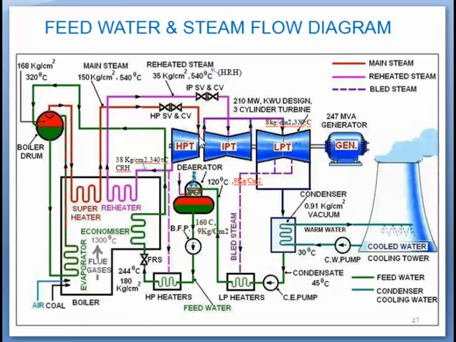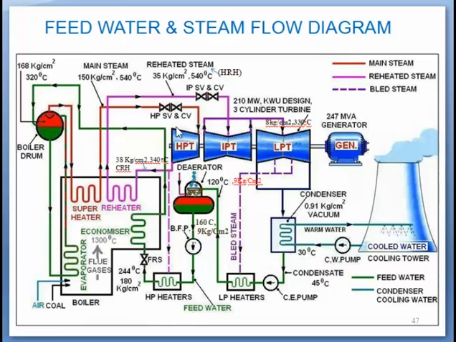it goes, or you can say it enters the HP turbine at a pressure and temperature of 150 kg per centimeter square and 540 degrees centigrade respectively. This is called main steam. The saturated water through the downcomer and from the bottom ring header again goes to the water wall, and this total process is being repeated.